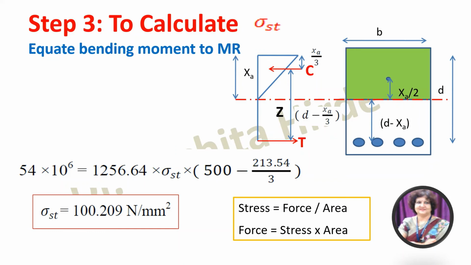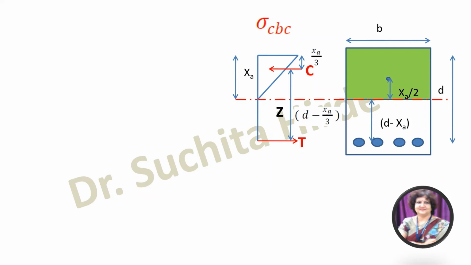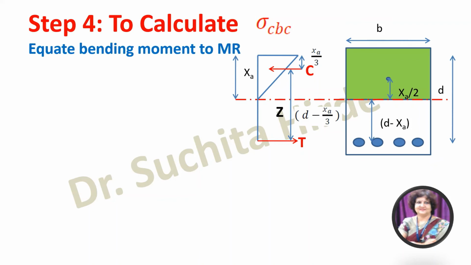Now we will see how to calculate the stress in concrete. Now stress in concrete is denoted by sigma CBC. Sigma CBC means sigma is stress, C means concrete, B means bending, and again C means compression. Stress in concrete in bending compression. How it is calculated? Now it is calculated from compression side. Similarly, we equate bending moment to moment of resistance. Now bending moment we have already calculated, and moment of resistance is nothing but moment of this force C into Z.